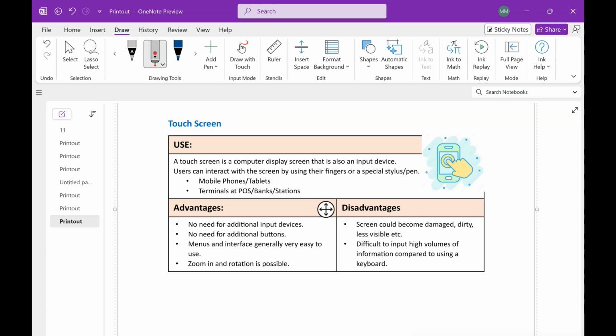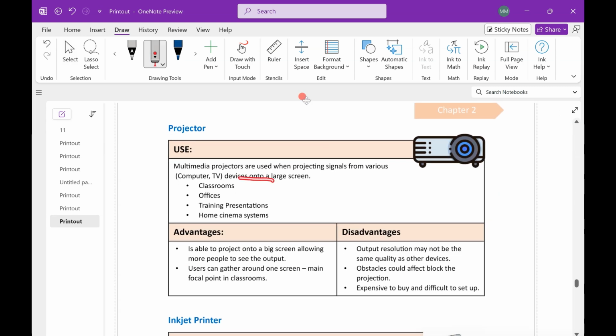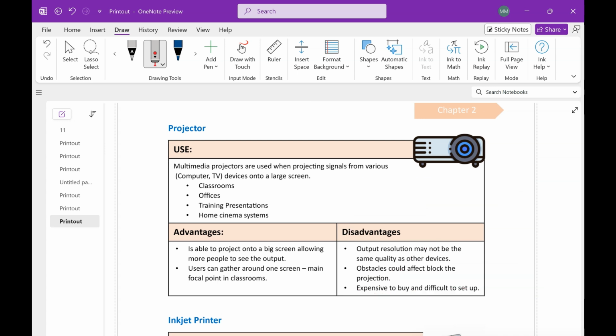What about next? What else do we have? Projector. Why do we use it? Whenever we have a presentation, a big classroom, a big amount of audience. So the projector will have a very big size. The image will be very, very big. So why do we prefer it?